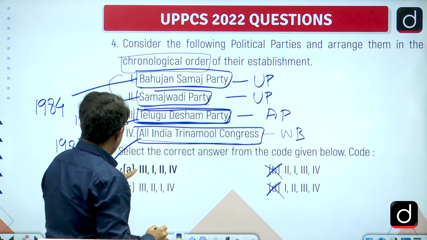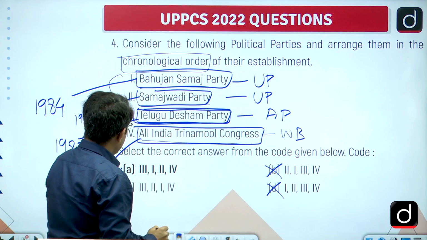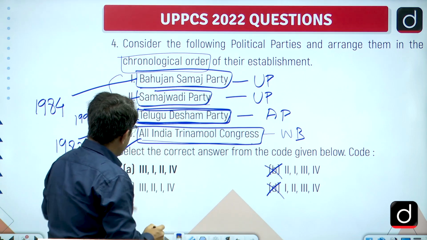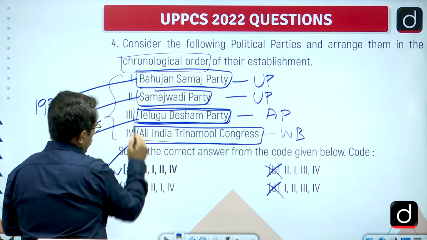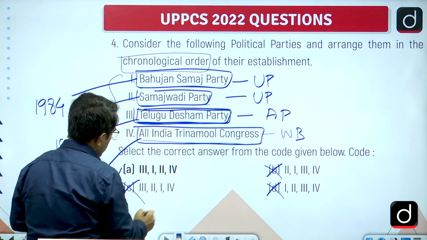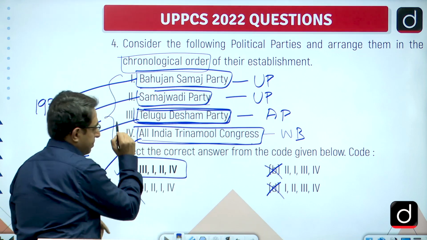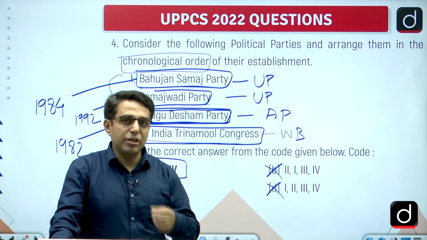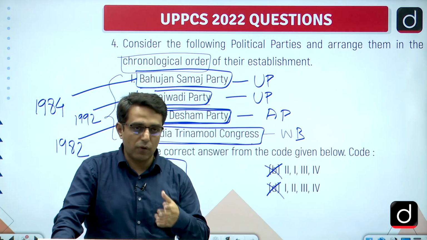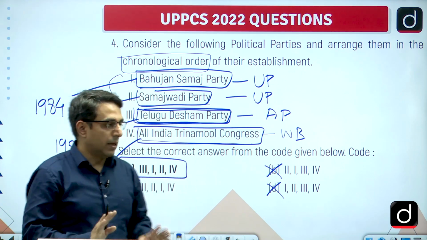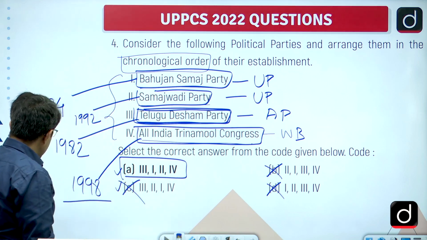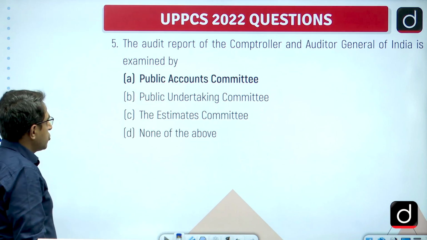After this, we know that after the Telugu Desam we have Bahujan Samaj Party. So, it should be 1. So, we can eliminate C also. The right answer is A. Okay. So, elimination also needs to be used while solving these MCQs, right. So, this was about the political parties. Let us see the next one.